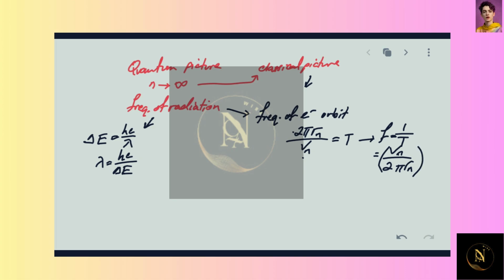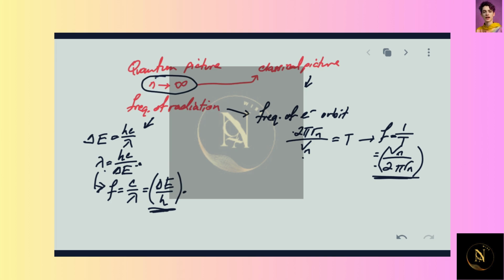So we want to show that there is some connection between the wavelength over here, from which we can then find the frequency, which is equal to c over lambda. We want to find whether there's a correspondence between these two very different pictures of the radiation when n goes to infinity.